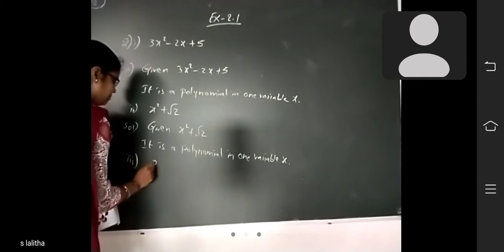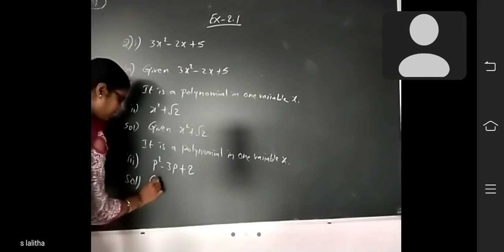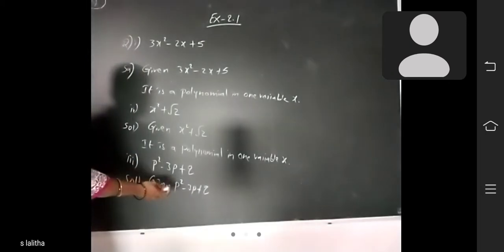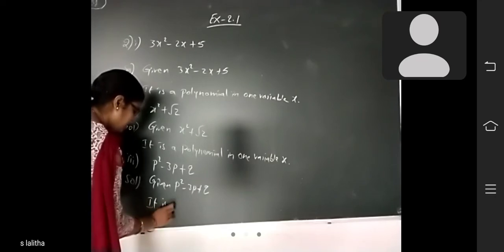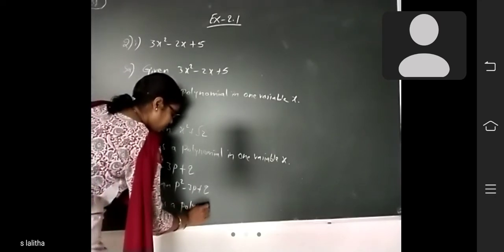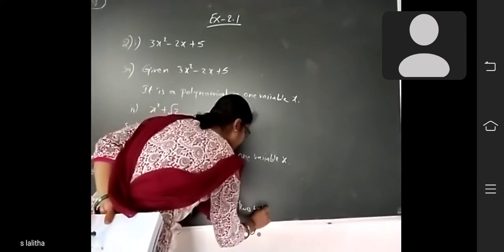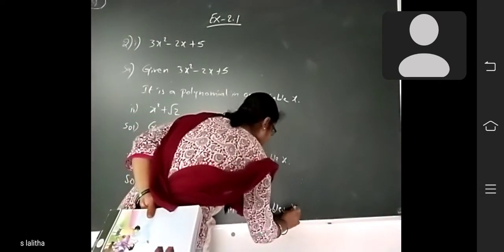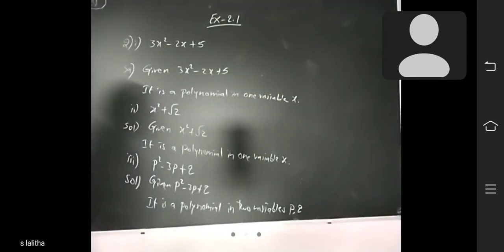Next, third one, p square minus 3p plus q is given. So given p square minus 3p plus q, it is a polynomial, but it is in two variables. It is a polynomial in two variables. What are those variables? P, q. It is a polynomial in two variables p comma q.